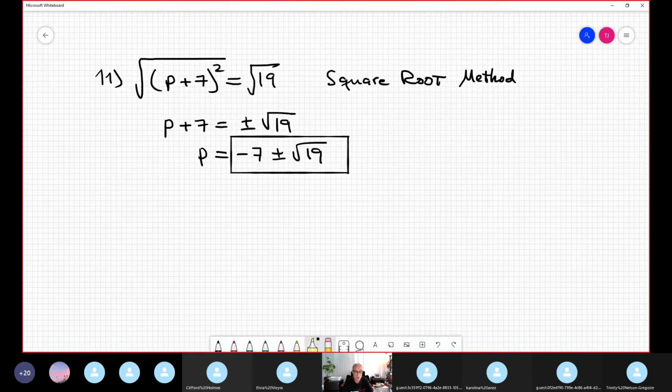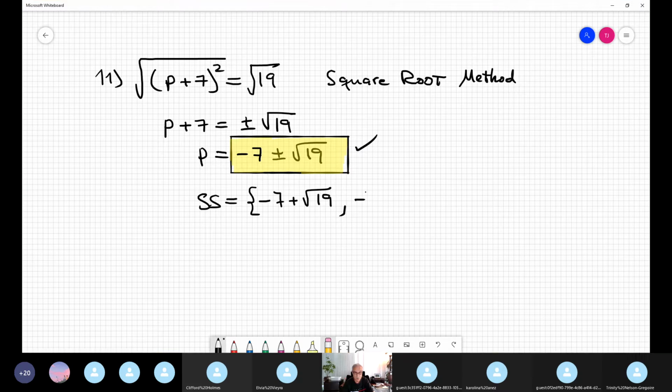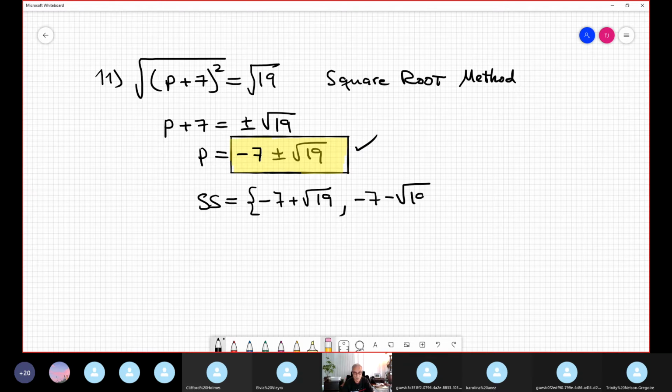However, I know that we have 2 solutions, no? Because this double sign plus or minus represents 2 values. Actually, the solution set, if you leave it like that, perfect, is minus 7 plus square root 19, comma, minus 7 minus square root 19. I put it that way to clarify a little bit more, but it's the same. 2 solutions is exactly what we expect in a quadratic equation.